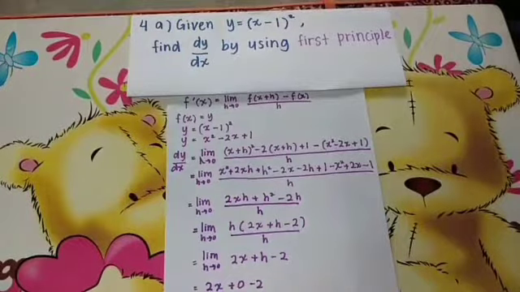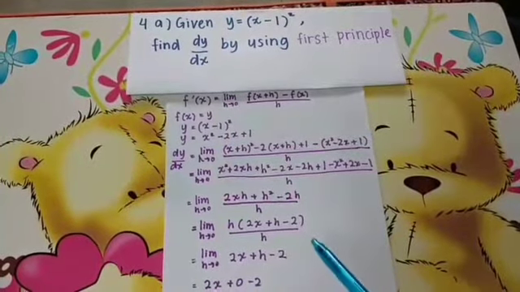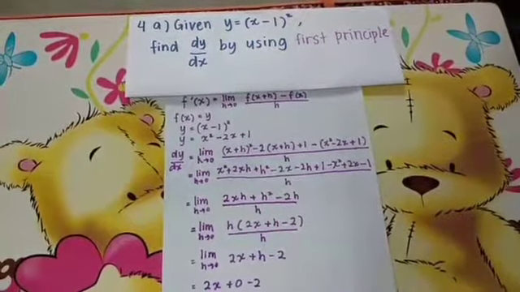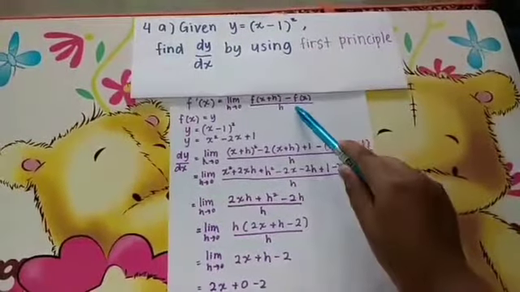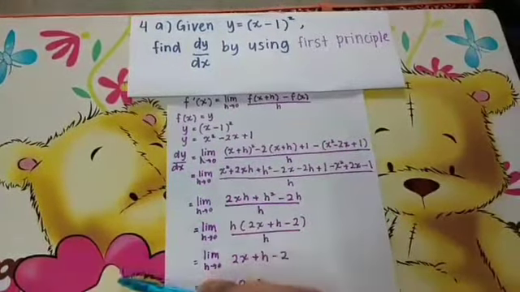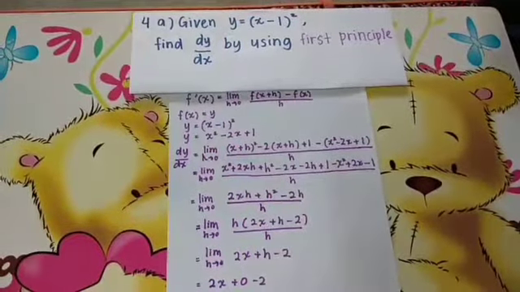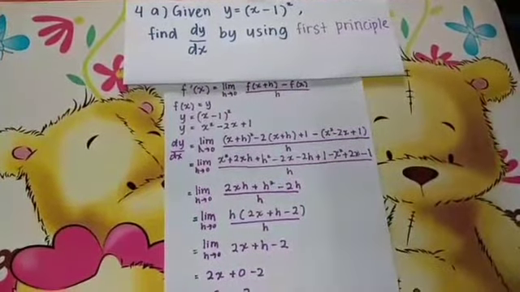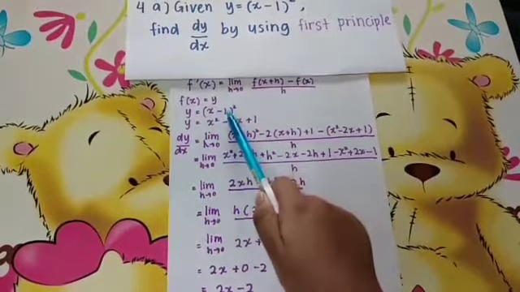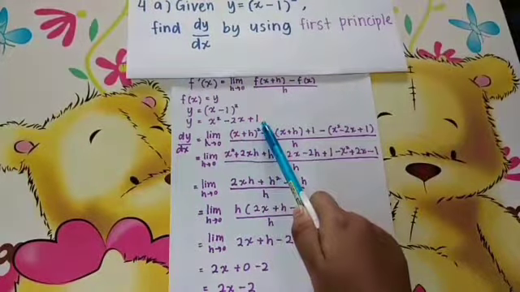Today, I would like to discuss question 4 of Muafakat. In this question, we must find dy/dx by using the first principle. We need to know this because we have to use the first principles, and we should assume f(x) equals y. We are given the equation for y, and we should expand it. By x, we have x squared minus 2x plus 1.